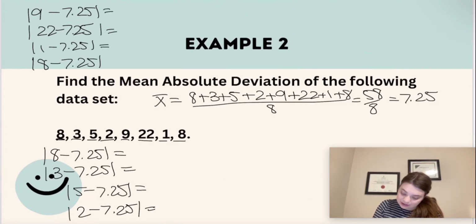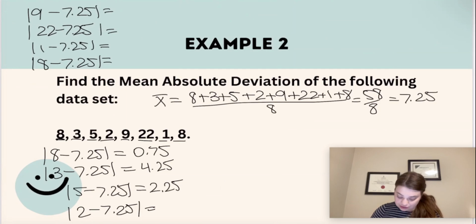So now I need to find all these values so we can find the average of them to get to the mean absolute deviation. So 8 minus 7.25 is going to be 0.75, and the absolute value of that will just be the positive version. 3 minus 7.25 is going to be negative 4.25, but since we're absolute valuing that, we're going to make it the positive version there. 5 minus 7.25 is going to be negative 2.25, and the absolute value bars will make that positive. Then we have 2 minus 7.25, which is going to give us negative 5.25, which then becomes positive when we take the absolute value. 9 minus 7.25 is 1.75, and absolute valued is just the same.